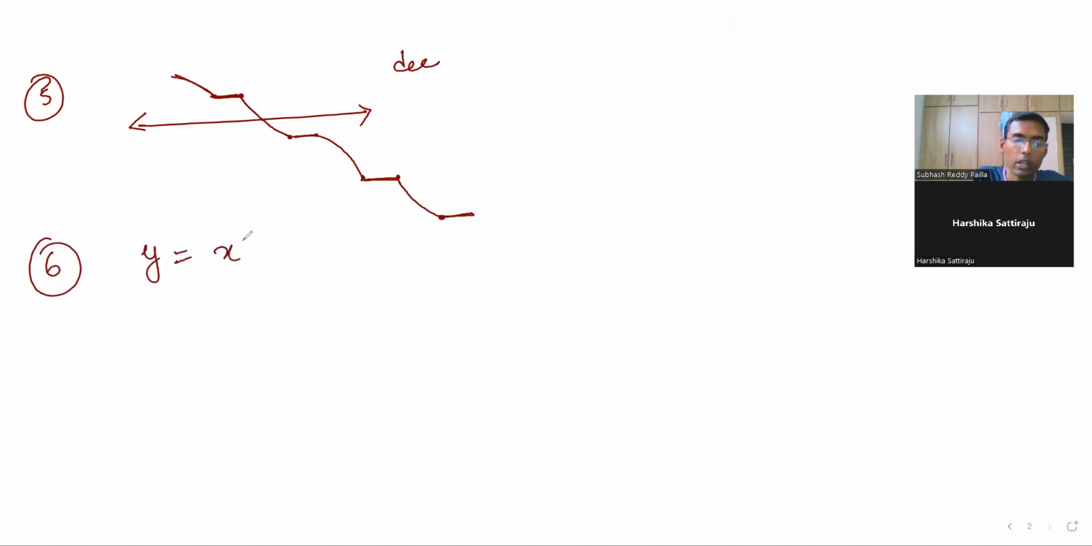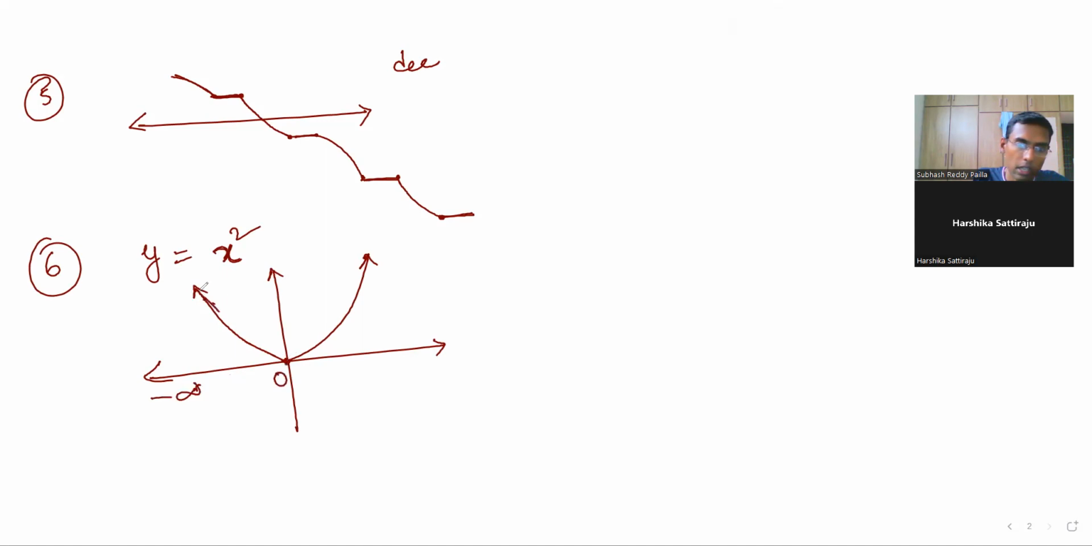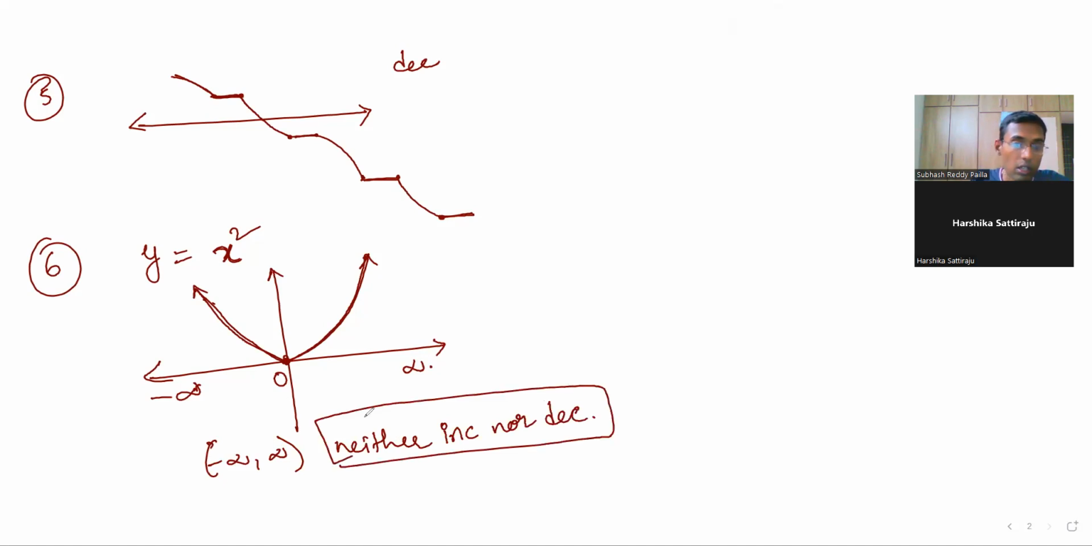Example, y equal to x square. It is symmetric about the y-axis, you see, like this. From minus infinity to 0, it is decreasing. From 0, again it is increasing. So therefore, from minus infinity to infinity, what you can say is neither increasing nor decreasing. This is the terminology we use.